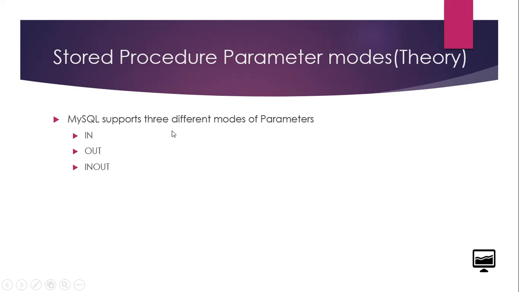Now the next session is stored procedure parameter modes. MySQL supports three different modes of parameter. First one is IN, second one is OUT, and third one is INOUT. IN is used for input, OUT is used for output, and INOUT can be used as either IN or OUT. That means it can work as IN or OUT as per the requirement.